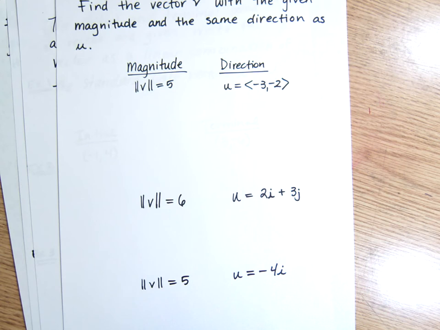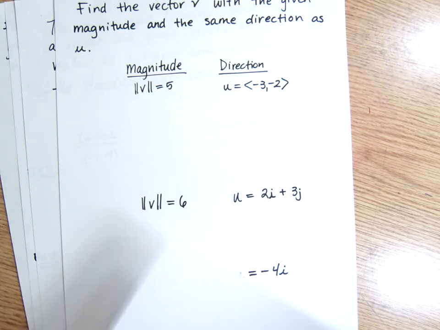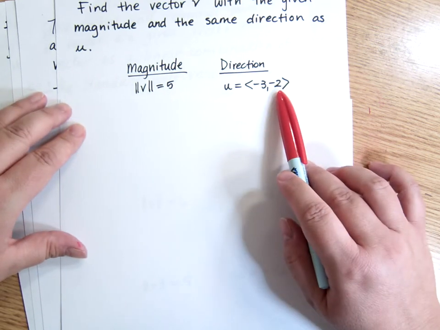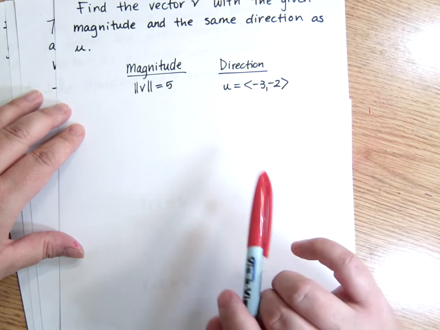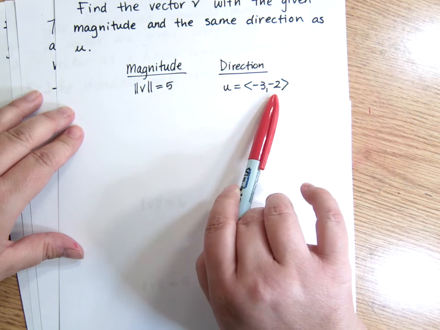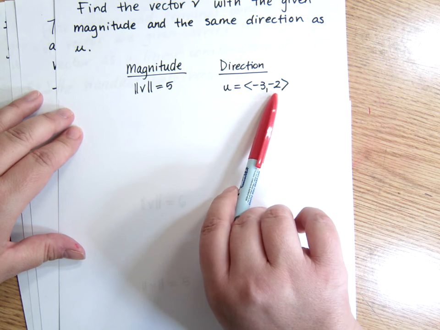Okay, so now we're going to look at finding a vector with a specific magnitude in the same direction of another vector. So this kind of starts out sounding a little bit like what we did with the unit vectors. It says in the same direction as this vector. So we found a unit vector in the same direction as that vector. We know how to do that.